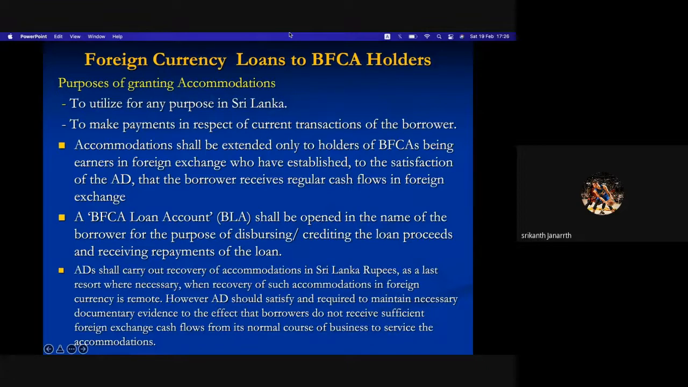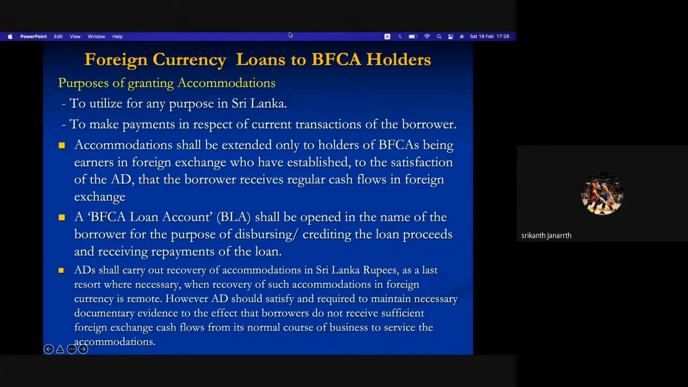Accommodation shall be extended only to the holder of the PFC, being the earners of foreign currency. The bank has to ensure the loans are only given to the PFC holder who has the capability to repay the loan in foreign currency. Their earning capacity needs to be carefully assessed. If they are unable to repay the loan in foreign currency, the bank is in trouble.